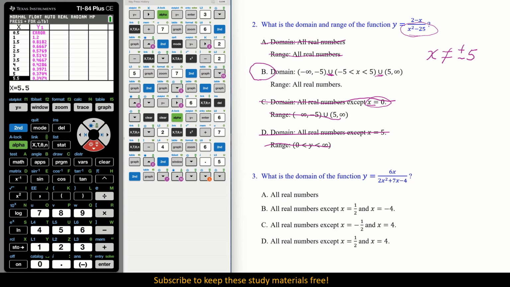Yes. So all real numbers for A? No. B, a half and -4, I agree with. However, C had backwards signs. This one had negative, that one had positive, so no. And then D had both positive, and that isn't acceptable. Okay, so B is our option.